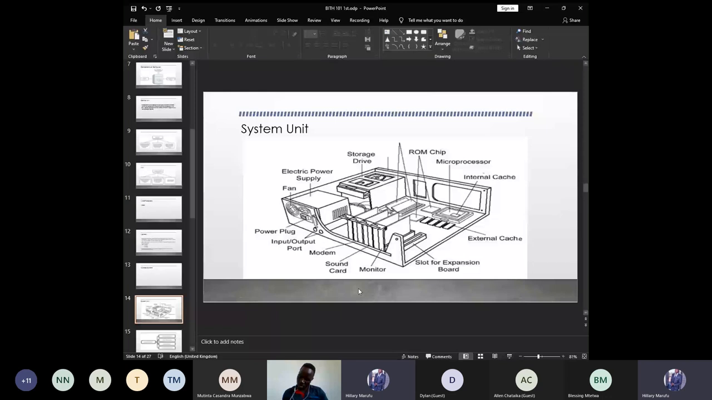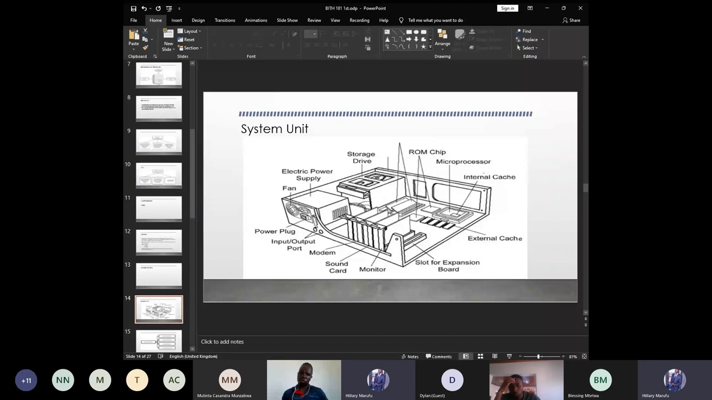On your laptops, we now have something called the power pack. Without it, desktop computers can't switch on, but laptops have a battery. So without the power pack, the battery will be the one that's acting as a power supply.